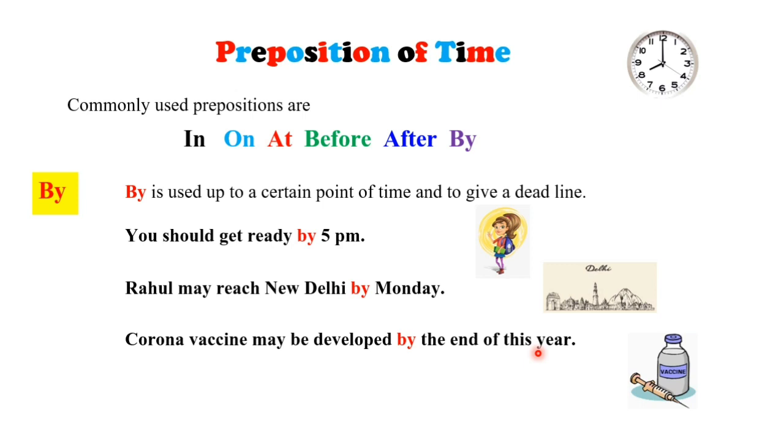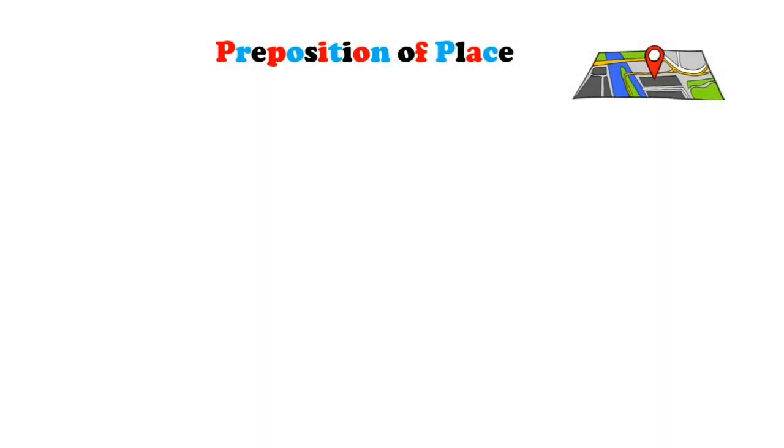Corona vaccine may be developed by the end of this year, maybe in the month of December, maybe in the month of November, maybe in the month of October, but not after 2020. So here we are coming to prepositions of place.